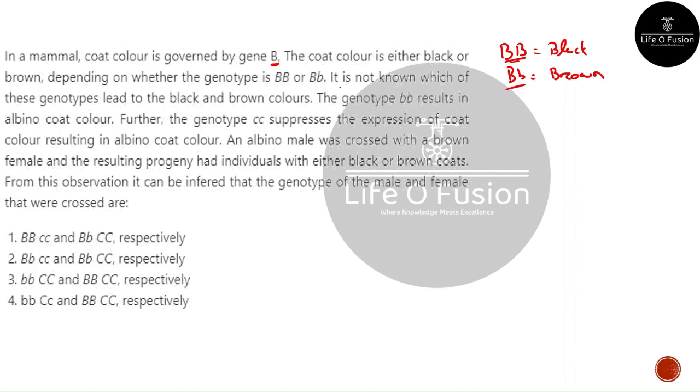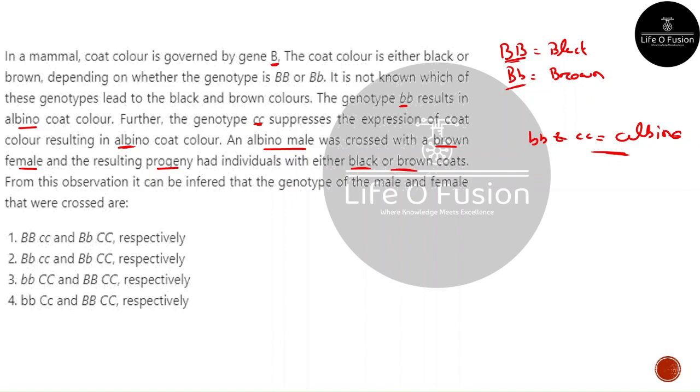The genotype small b results in albino coat color, and further the genotype small c replaces the expression of coat color, resulting in albino. So small b and small c result in albino. An albino male was crossed with a brown female, and the resulting progeny has individuals with either black or brown coats.